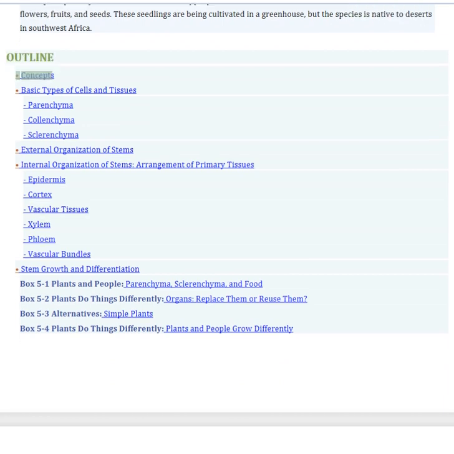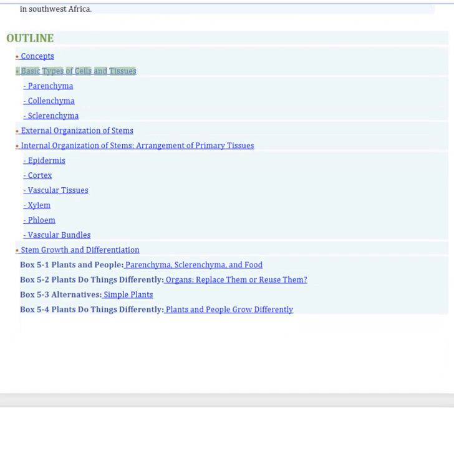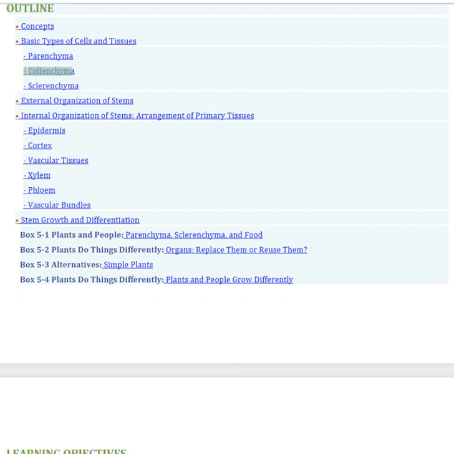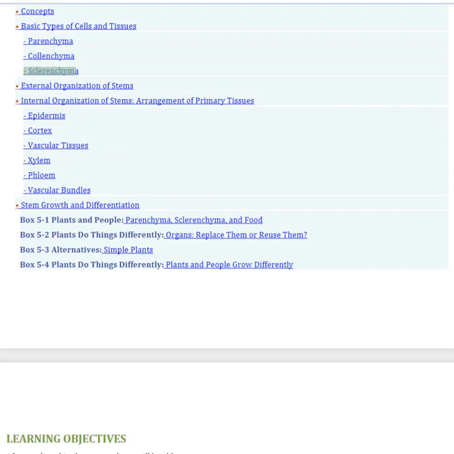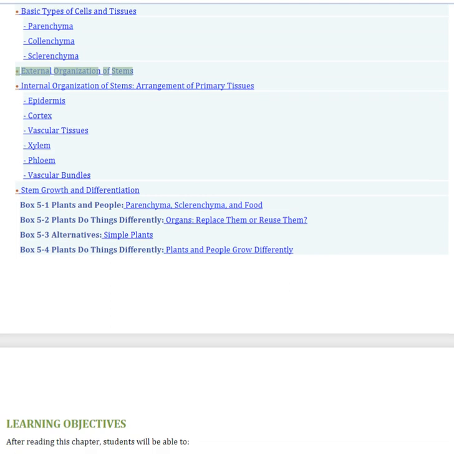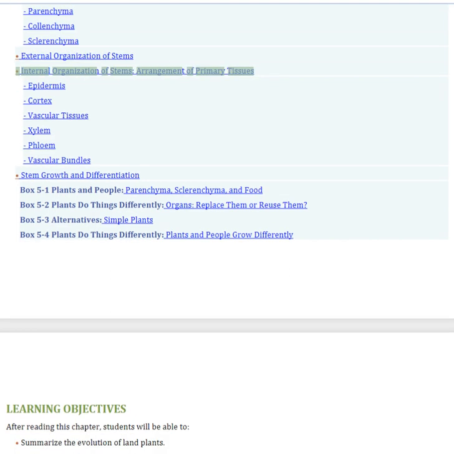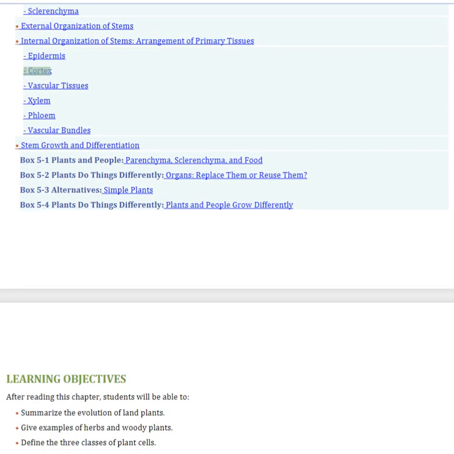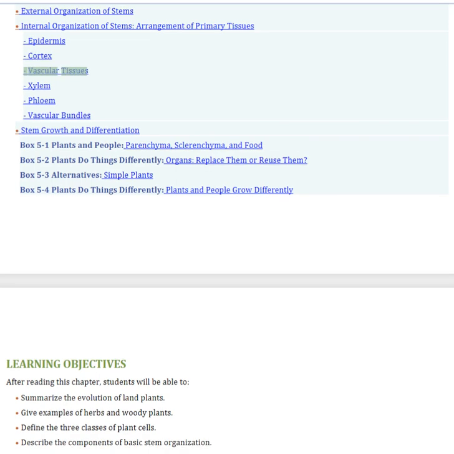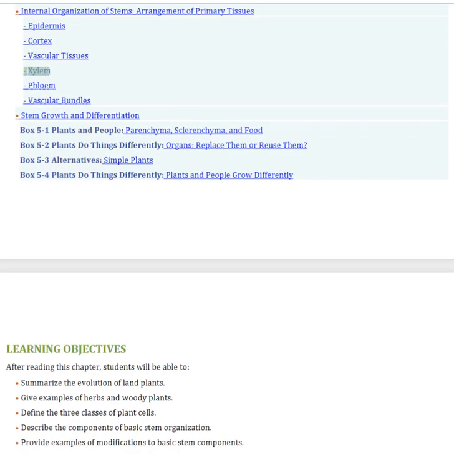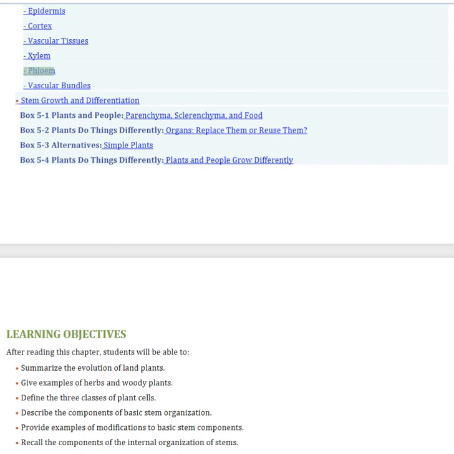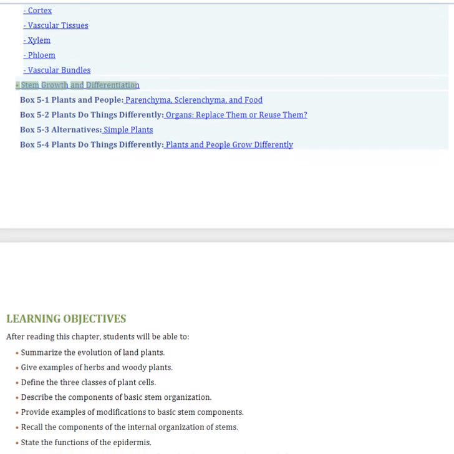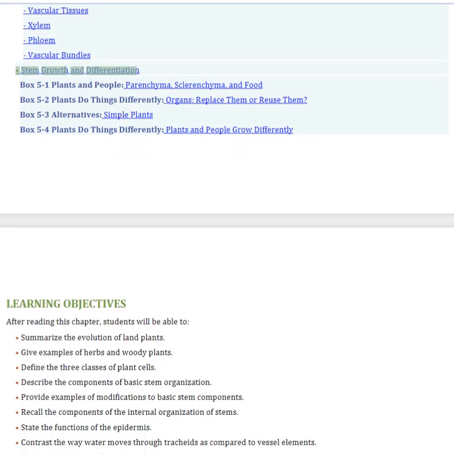Outline. Concepts. Basic types of cells and tissues. Parenchyma. Collenchyma. Sclerenchyma. External organization of stems. Internal organization of stems, arrangement of primary tissues. Epidermis. Cortex. Vascular tissues. Xylem. Phloem. Vascular bundles. Stem growth and differentiation.